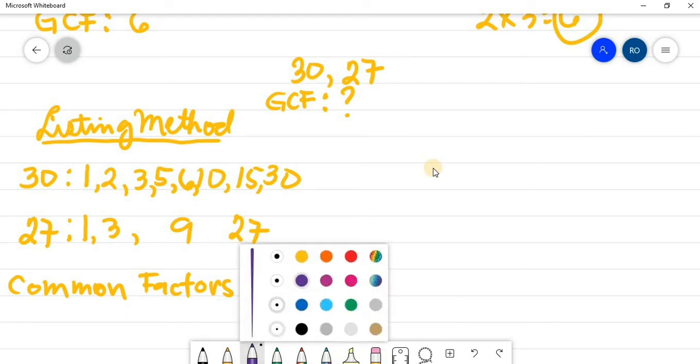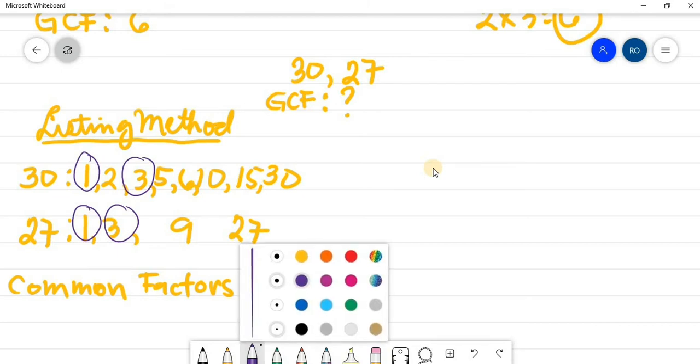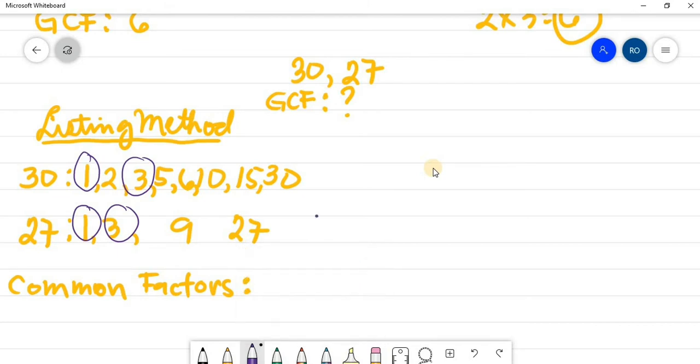Okay, let's encircle their common factors. We have 1. We have 3. And what about 9? There's no 9 in 30, 27. There's no 27 in 30. So their common factors are 1 and 3.